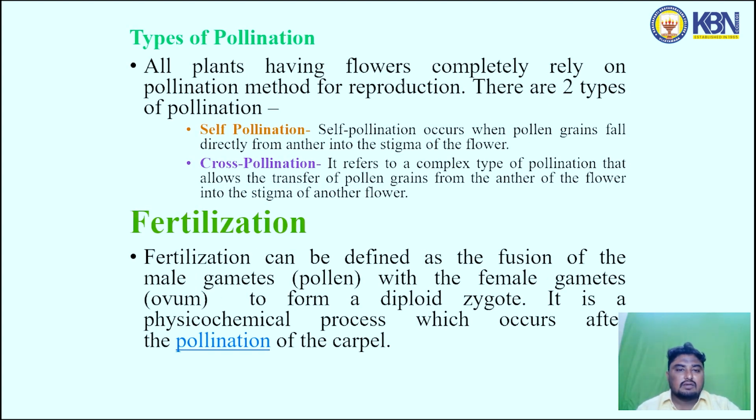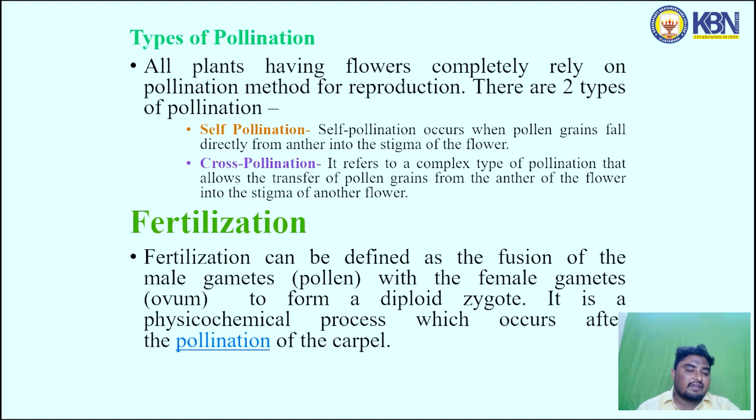Types of pollination. All plants having flowers completely rely on the pollination method for reproduction. There are 2 types of pollination: self-pollination and cross-pollination. Self-pollination occurs when the pollen grains fall directly from the anther onto the stigma of the same flower. Cross-pollination refers to the complex type of pollination that allows the transfer of pollen grains from the anther of one flower to the stigma of another flower.